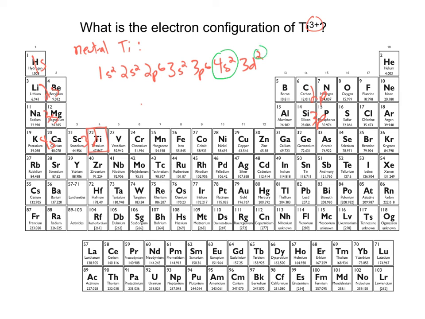So then for titanium 3+, it'll start out the same. And I lose the 2 4s's and 1 of the d's, and so I'll finish with 3d1. And that would be the electron configuration for titanium 3+.